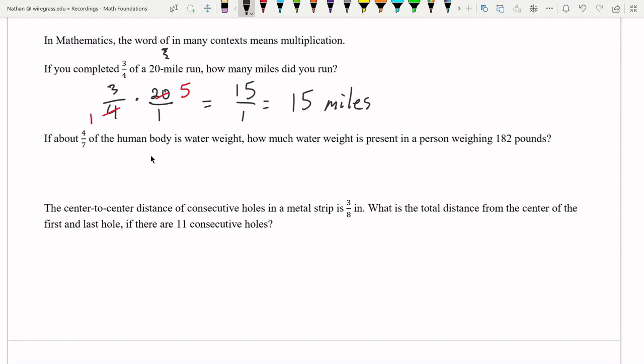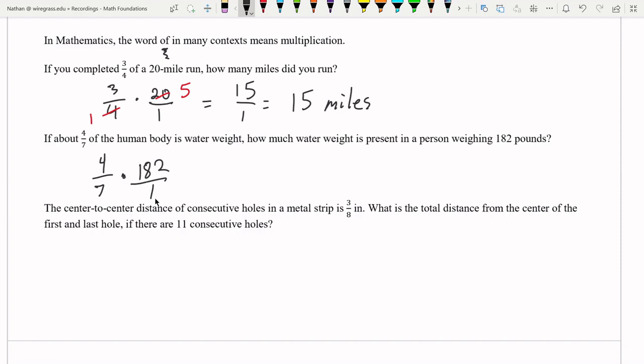Okay, 4/7 of the human body is water weight. How much water weight is present in a person weighing 182 pounds? So 4/7 of the weight of the human body is what it's saying there. Well, the weight's 182. So this is really asking, what is 4/7 of 182? That is 4/7 of 182. That's going to be 182 over 1.